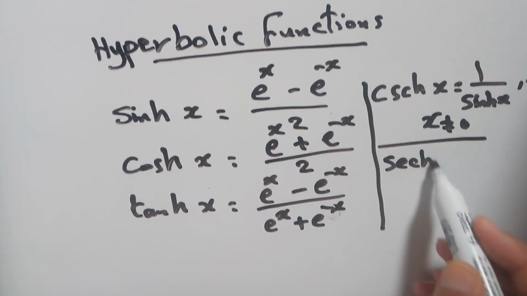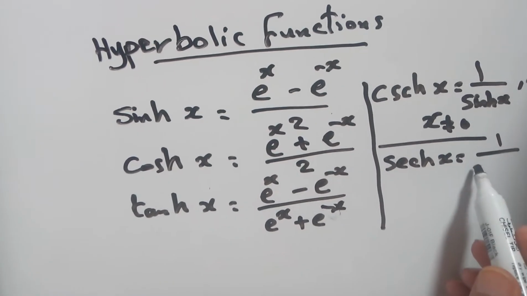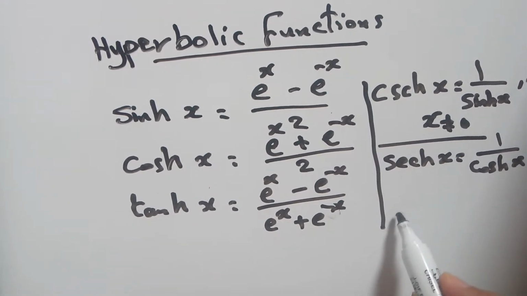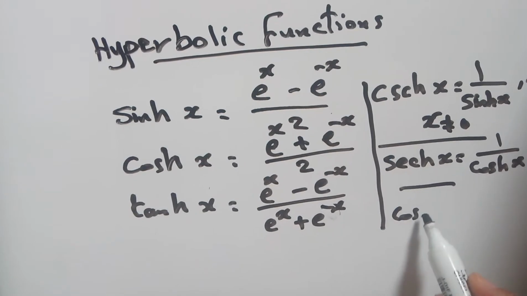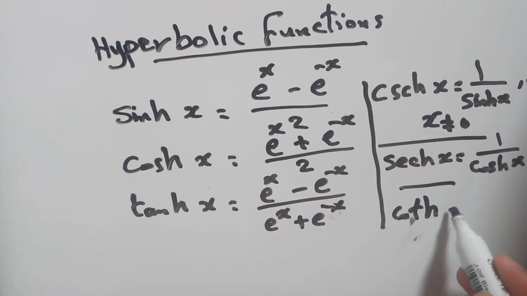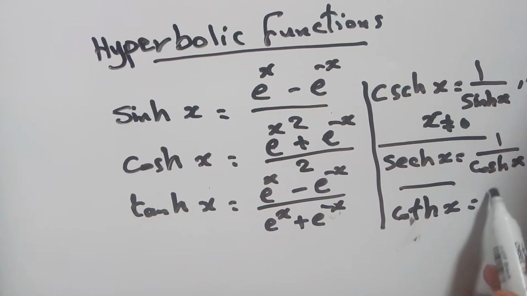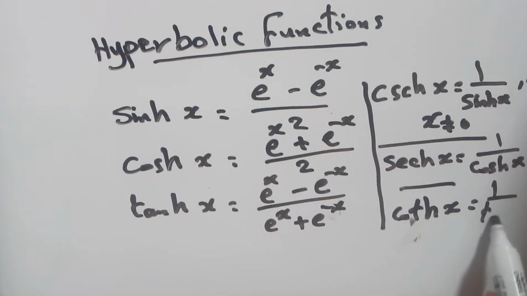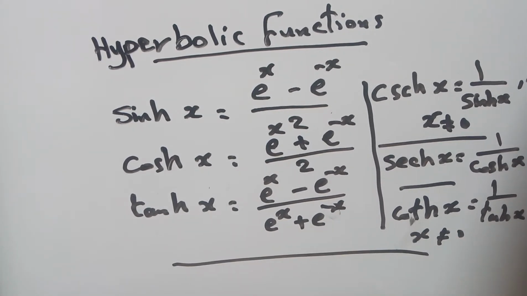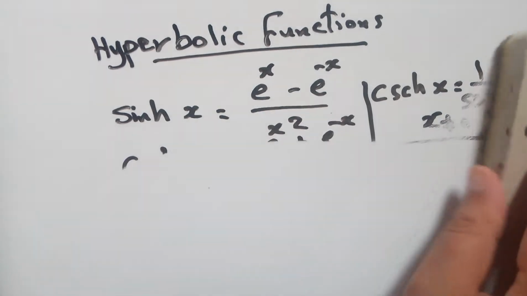Hyperbolic secant x is equal to 1 over hyperbolic cosine x. Hyperbolic cotangent x is equal to 1 over hyperbolic tangent x, and x is not equal to 0. These are the rules, or the definitions, for the hyperbolic functions. How do we get the derivative for each one?